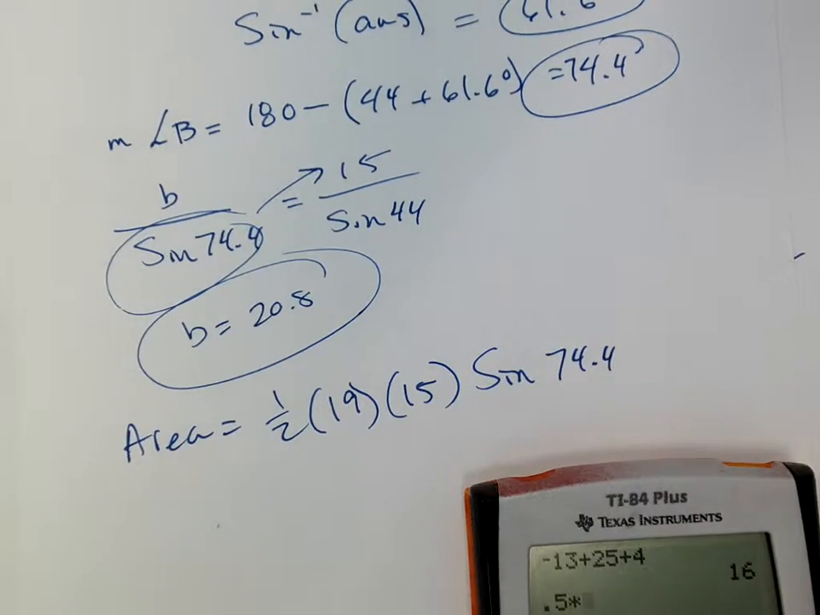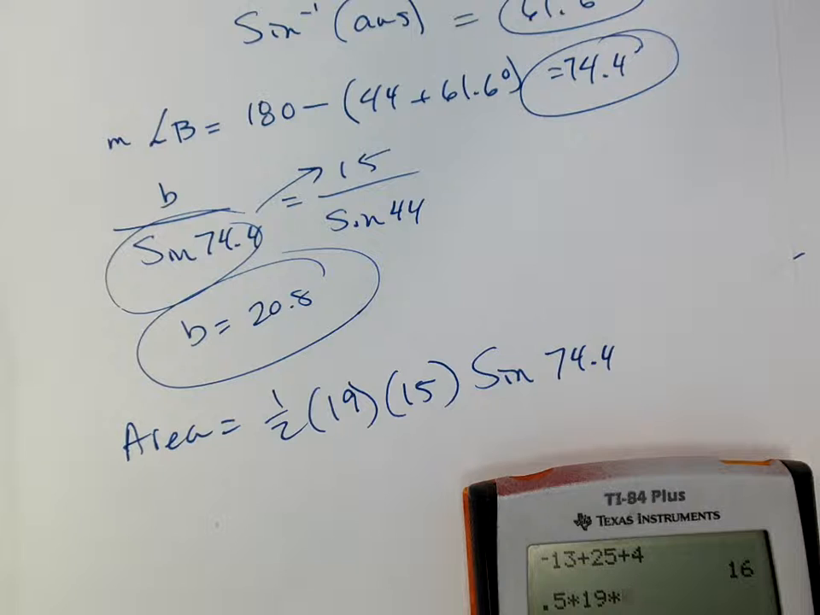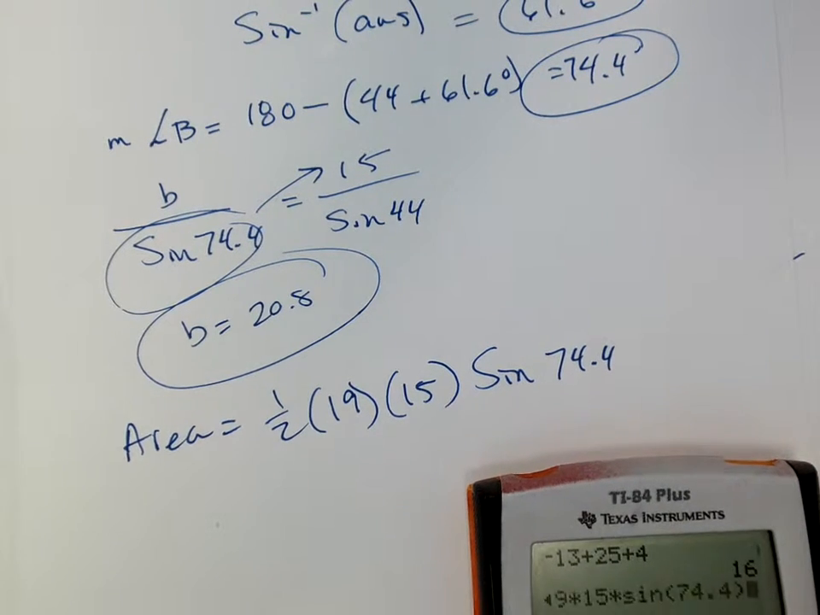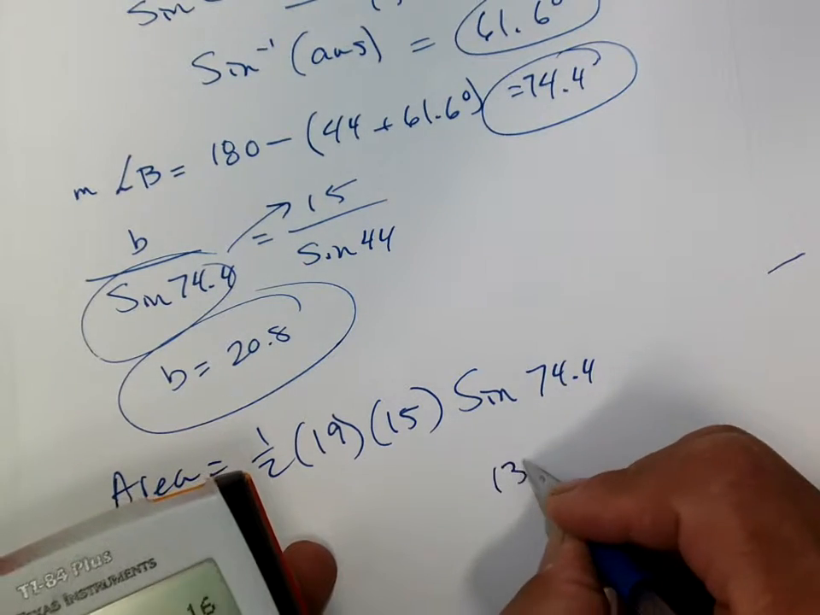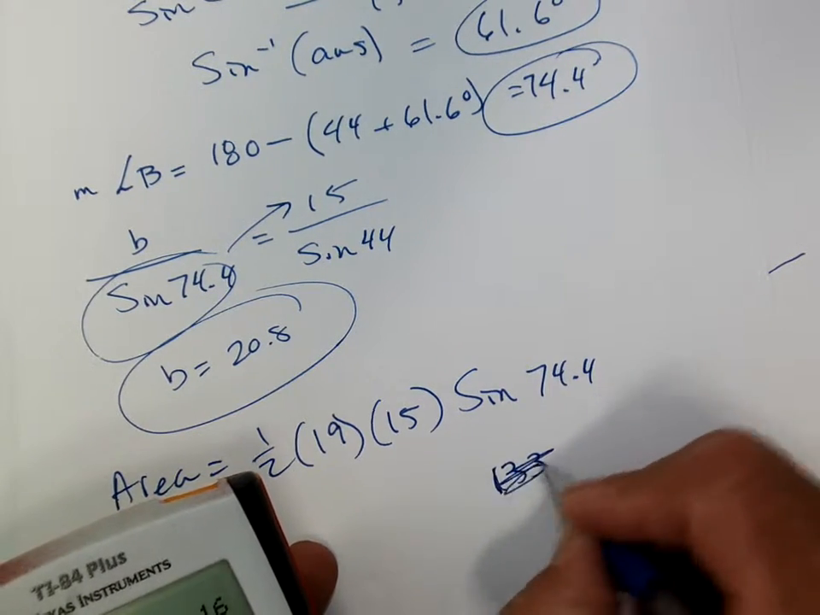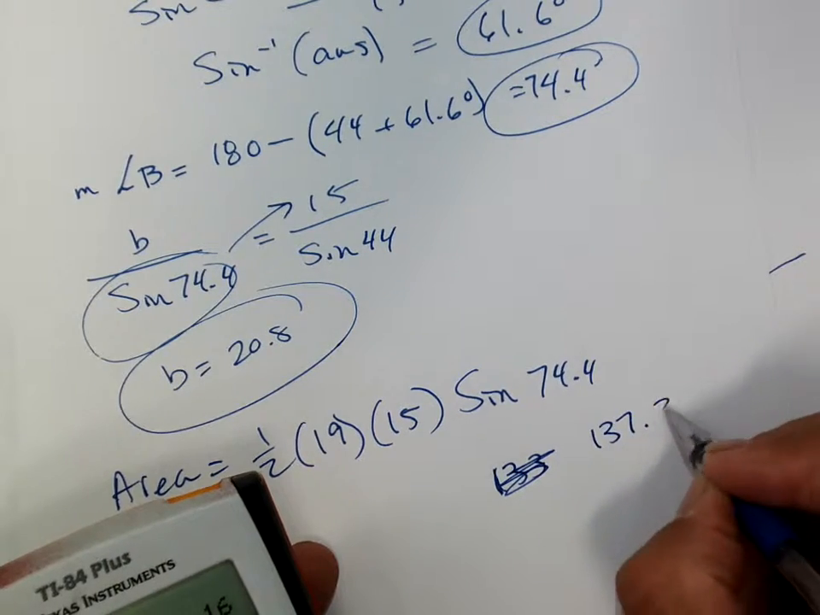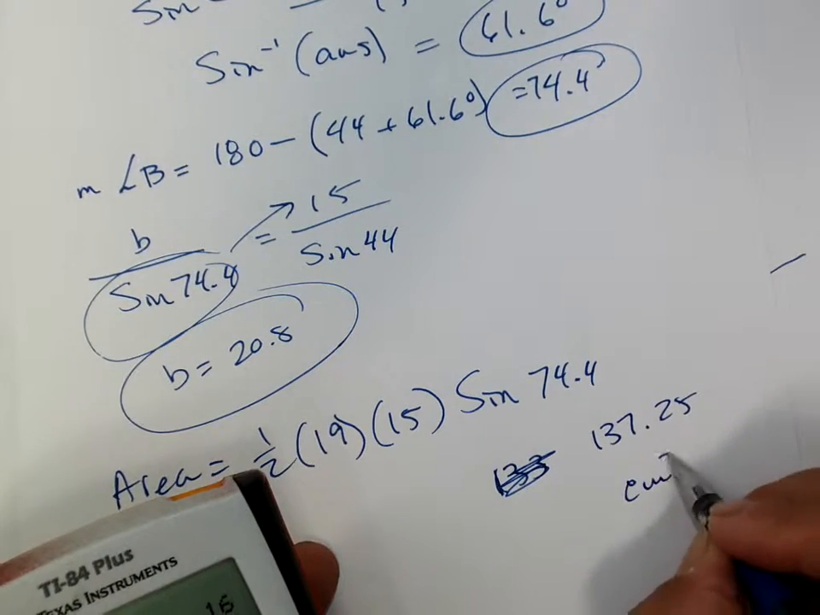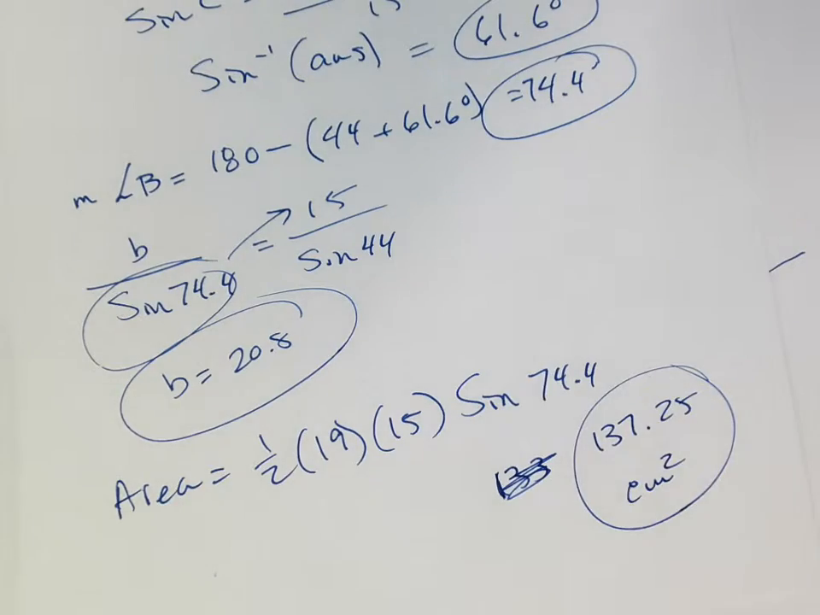0.5 times 19 times 15 times the sine of 74.4, and I get an answer of about 137.25 centimeters squared. Thumbs up. Okay, cool.